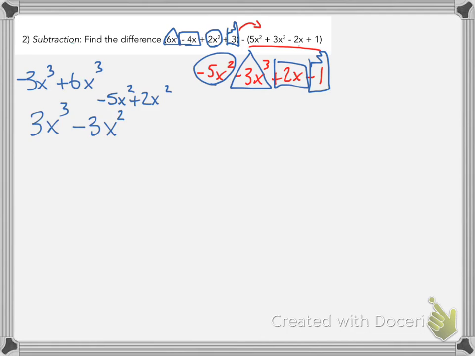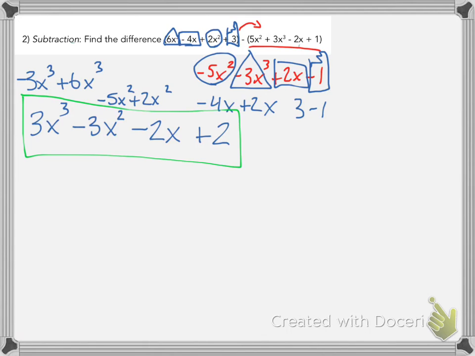Positive 2x and negative 4x is minus 2x. And then positive 3 and negative 1 is just a positive 2. So our final answer, when you subtract those polynomials, would be 3x cubed minus 3x squared minus 2x plus 2. So again, combining like terms, I want you to think of it as like counting up how many you have of each term. So when we are subtracting this, we're left with 3x cubed terms and negative 3x squared terms and negative 2x's and positive 2.